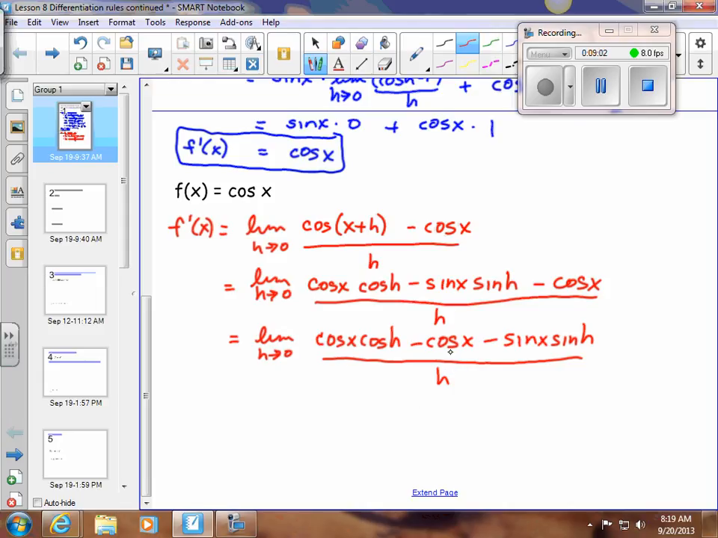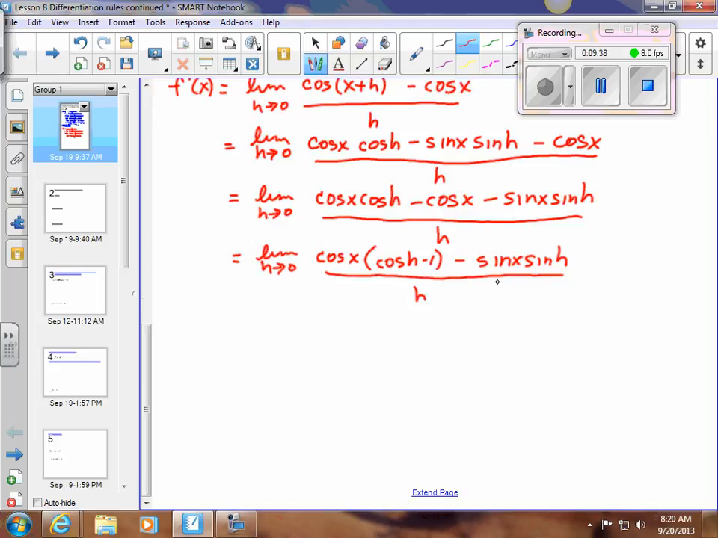So it's easier to recognize that those first two terms have a common factor of cosine x. So I factor out the cosine x, and that's going to leave cosine h minus 1, and then just bring the other one down. And then, as we did before, we're going to split this into two limits, separate the fractions.